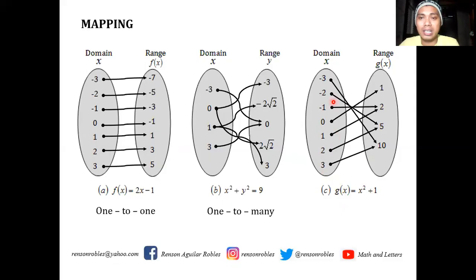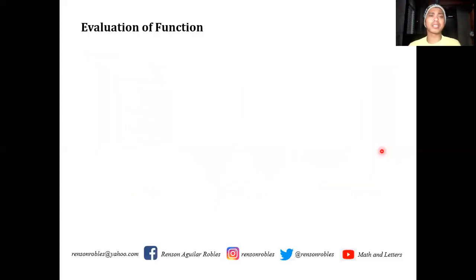You will notice that there are two values of x mapped to only one value of g of x. Again, say 3 and -3 are both mapped to 10. And therefore, we have a many-to-one mapping or many-to-one correspondence, and the many-to-one mapping can be thought of as a function. How to evaluate a function? One easiest way to evaluate a function is by straightforward substitution.